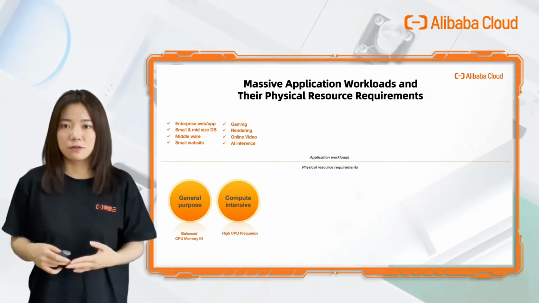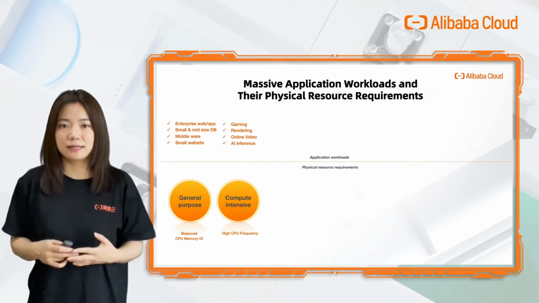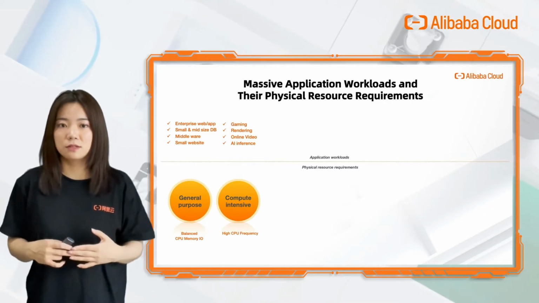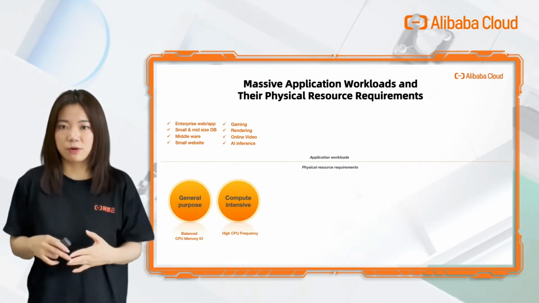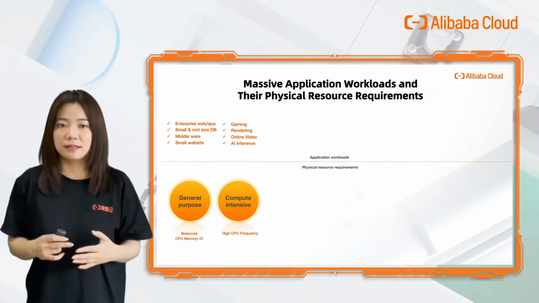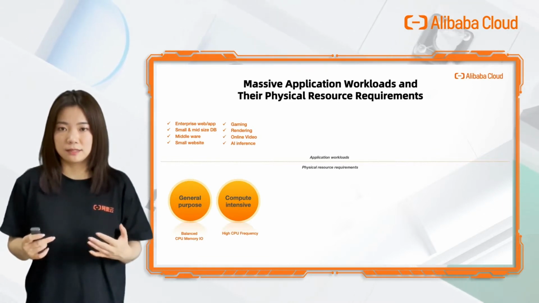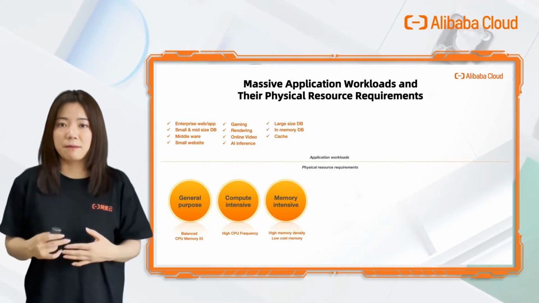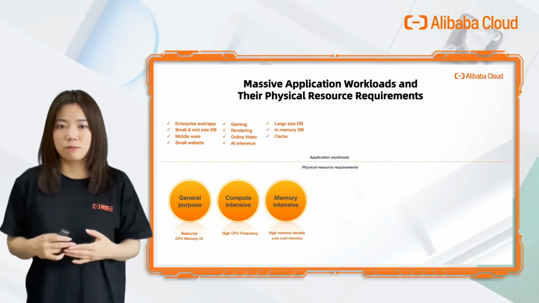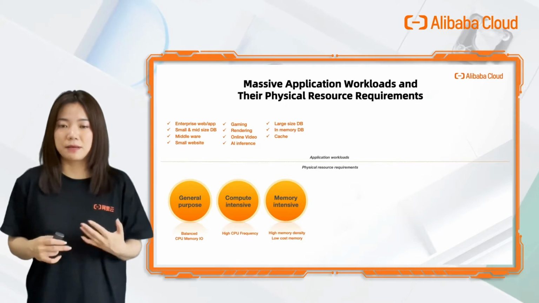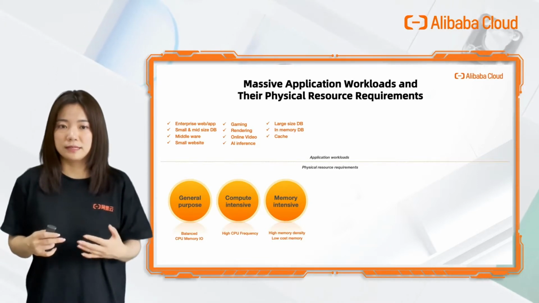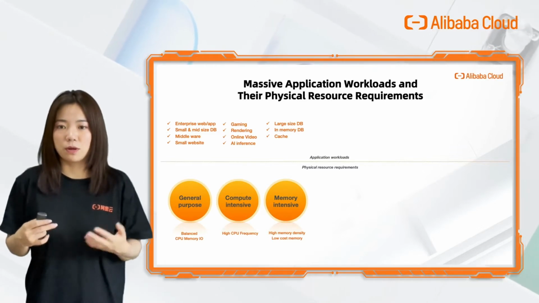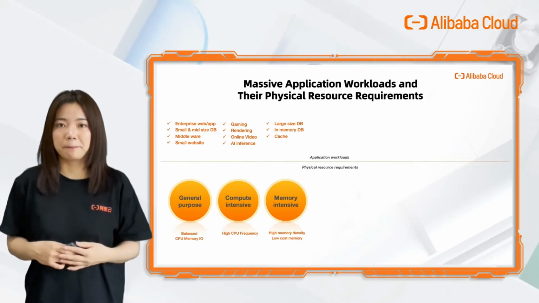Workloads like gaming, rendering, online video, and AI inference require very high CPU computing power. Using a high-frequency CPU can reduce processing time and improve overall efficiency to bring customers great user experiences. Some memory-intensive applications, such as in-memory databases like SAP HANA or cache middleware, need extremely high memory density, up to almost 20 or more for a single VM.